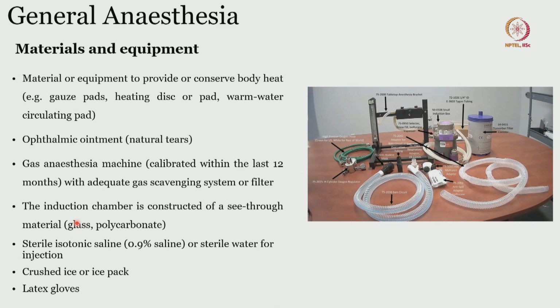The other important aspect is that the eyes should be kept closed and moist, so that the cornea of the eye doesn't get dried. So ophthalmic ointment is also pretty important. The gas anesthesia machine is the major component of the general anesthesia endeavor, with an adequate gas scavenging system or filter. That is very important to understand. I guess last time we did cover a bit of this scavenging system.